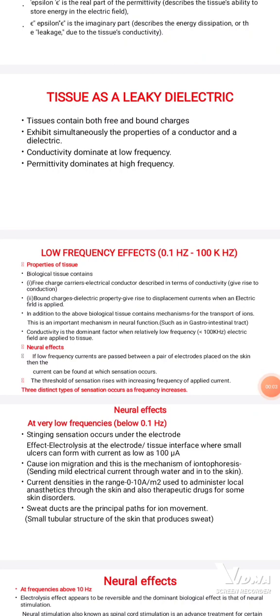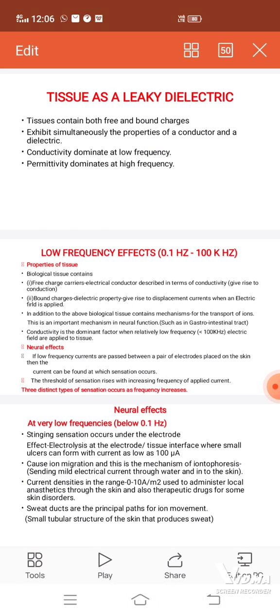Good morning students, and today we are going to see about low frequency effects, that is about 0.1 hertz to 100 kilohertz. In yesterday's class we have seen about tissue as a leaky dielectric. Tissue as a leaky dielectric means a poor conductor of electric current, that is, zero electrical conductivity, which exhibits simultaneously both the properties of conductor and the dielectrics. Here the conductivity dominates at low frequency, and permittivity dominates at high frequency.